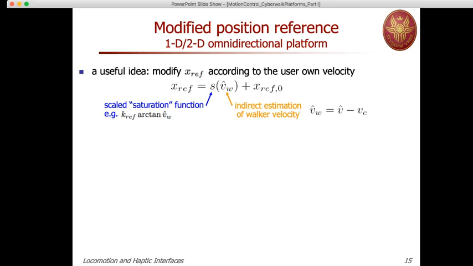However, the idea here is to modify this reference position, the point where you will bring the user, as a function of the estimated intentional velocity of the walker. Now, as I said before, we are estimating V with V hat, but this V is the sum of the intentional velocity of the user and of the commanded velocity, which is the result of the integration of our acceleration command to the platform. So we can compute this. If we take the difference between V hat and the commanded V, VC, we have an estimation of the intentional velocity of the walker. We also have an estimation of the acceleration, by the way, but this is the simplest way of doing this computation.